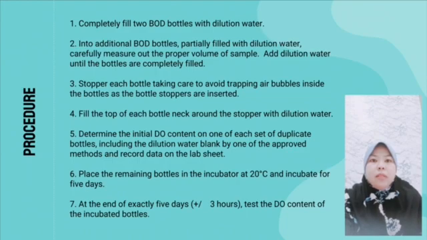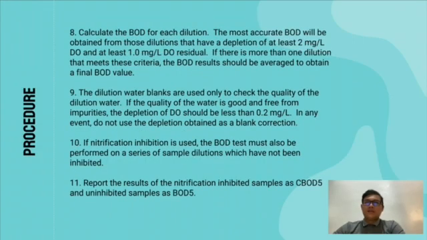Fifth, determine the initial DO content on one of each set of duplicate bottles, including the dilution water blank, by one of the approved methods, and record data on the lab sheet. Place the remaining bottles in the incubator at 20 degrees Celsius and incubate for 5 days. At the end of exactly 5 days, plus or minus 3 hours, test the DO content of the incubated bottles. Calculate the BOD for each dilution.